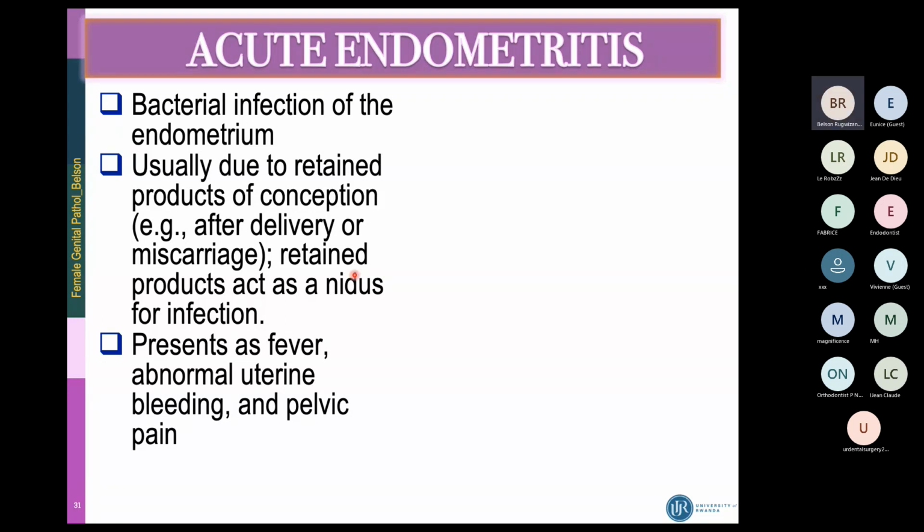So acute endometritis is usually caused by bacteria, usually due to retained products of conception. So a person who was pregnant and has given birth, or has had a miscarriage.